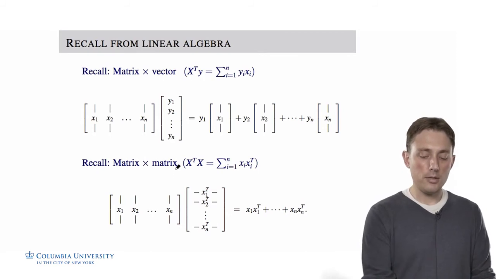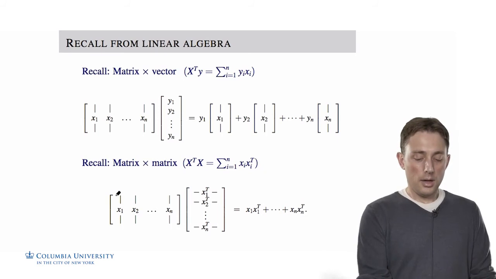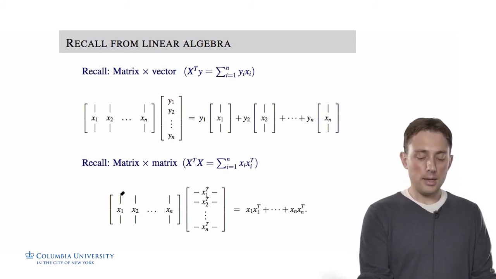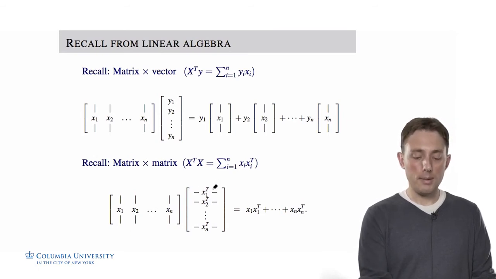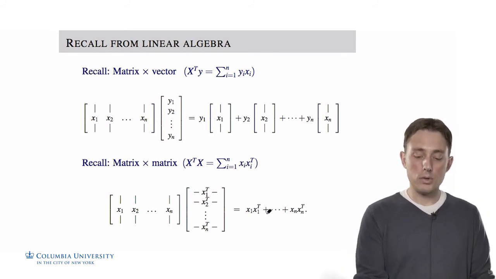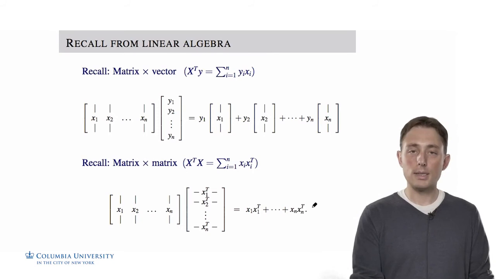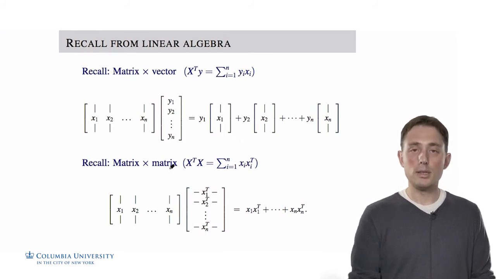And similarly, when we have matrices multiplied by each other, in this case X transpose X, we can think of that as taking the first column of the left matrix times the first row of the right matrix, which is this outer product, xi transpose, and then adding those all up. So we get x1 transpose all the way to xn transpose. We add those outer products up, and that's what this equality is simply saying.